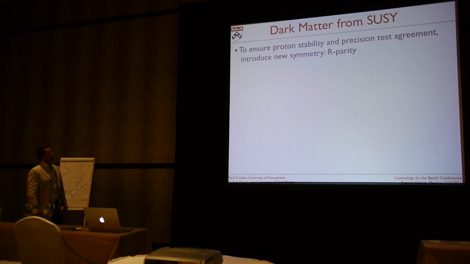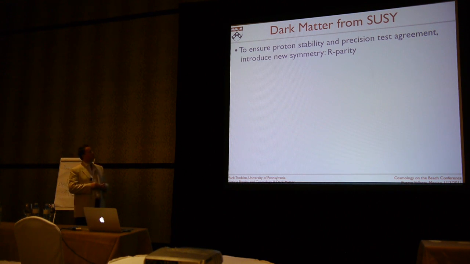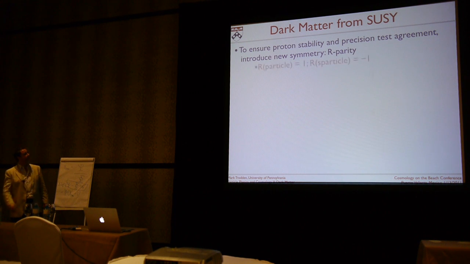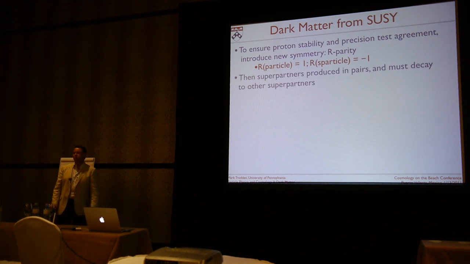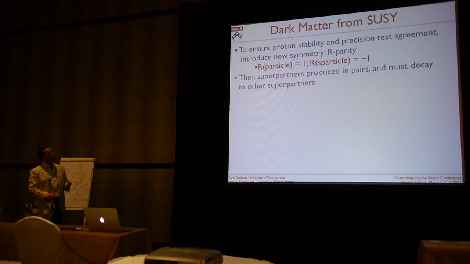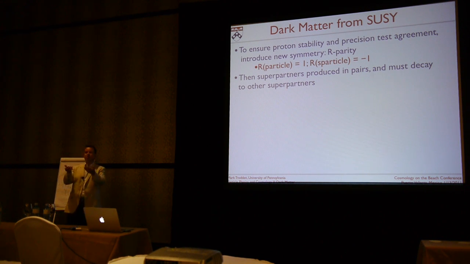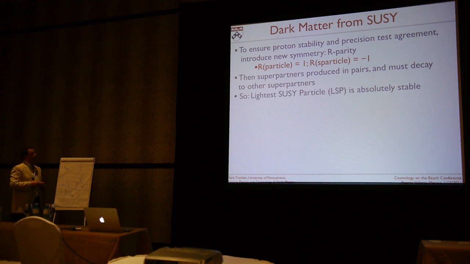So, as I mentioned, if you want the proton to remain stable in agreement with precision Electroweak tests, you have to introduce a new symmetry which is called R parity. It says that the parity of a particle is 1, the parity of an antiparticle is -1. So what are the consequences of this? Well, firstly, superpartners are produced in pairs, and they must decay to other superpartners. If you write down an interaction, you have to preserve R parity in the equation. So the lightest supersymmetric particle, usually called the LSP, is absolutely stable.